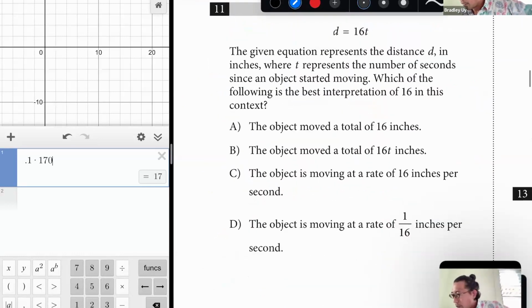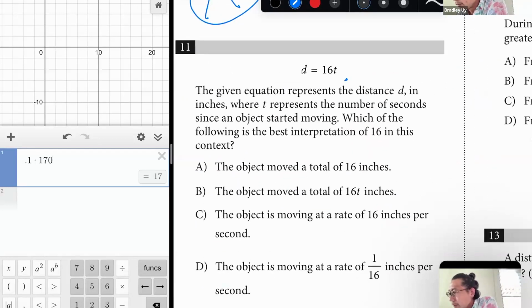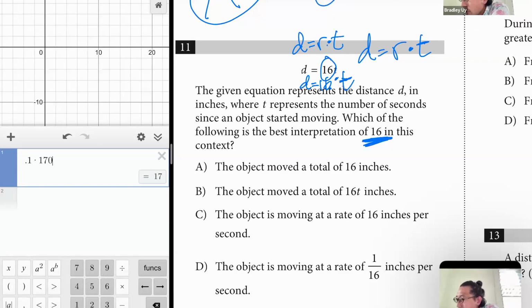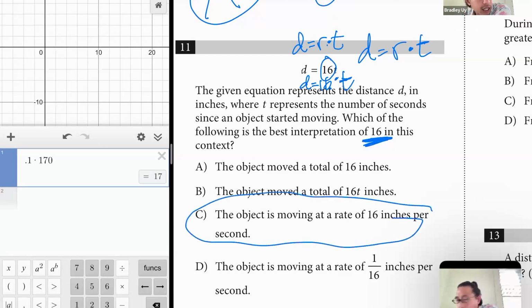Next question, number 11. In this question, we have distance and time. This should recall, if you've learned this, a very important formula relating these: distance is equal to rate times time. So in this equation, they're asking what does 16 represent? Well, if distance is equal to rate times time, and we have d is equal to 16 times time, then 16 is the rate of travel. So we are looking at this one. The object is moving at a rate of 16 inches per second. The correct answer is C.